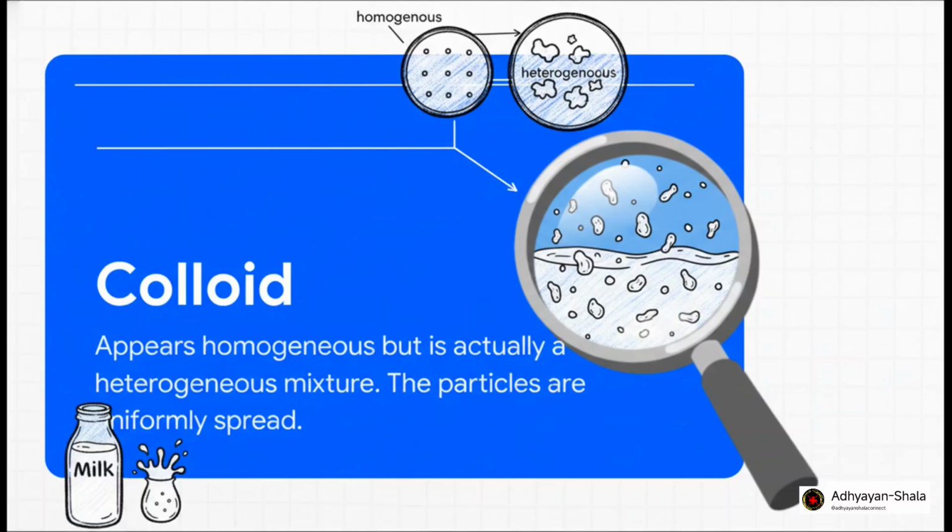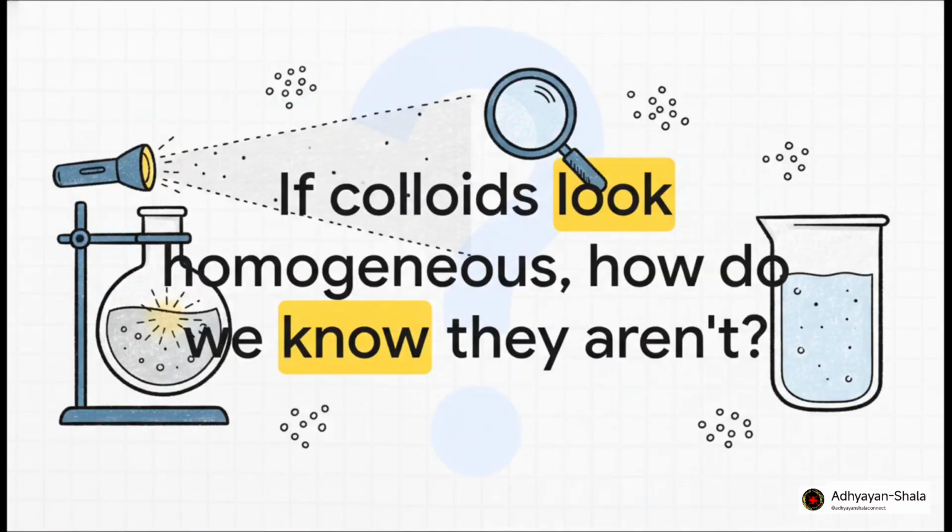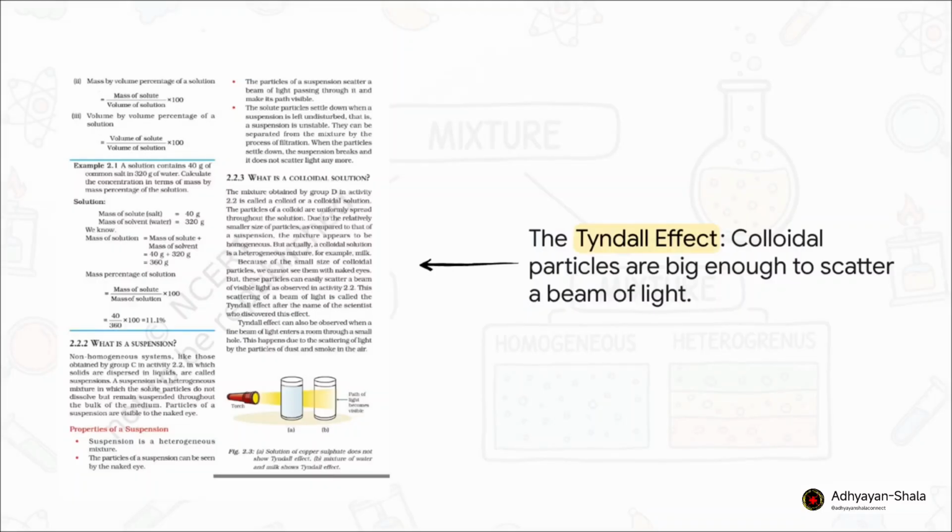And yep, you guessed it, our friend milk is the star example of a colloid. So you might be wondering, if it looks like a solution, how on earth do we know it's not? How do we blow its cover? Well, it turns out the secret weapon is a simple beam of light. This is something called the Tyndall effect.